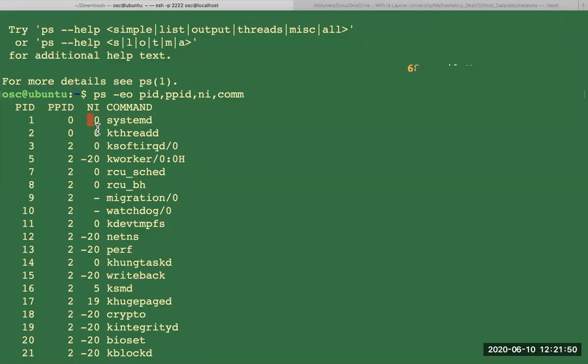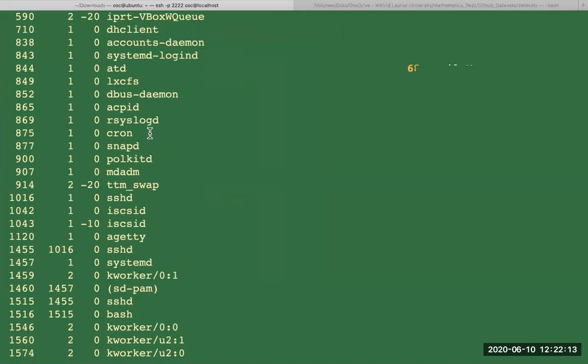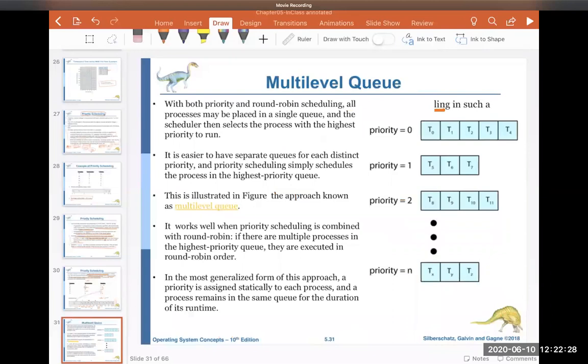For Linux, the priority value would always be from 0 to 139, in which 0 to 99 is for real-time processes, and 100 to 139 are for the user processes. So these commands can actually show you what is the current priority, or nice value, of your process. Moving forward, now next is multi-level queues.